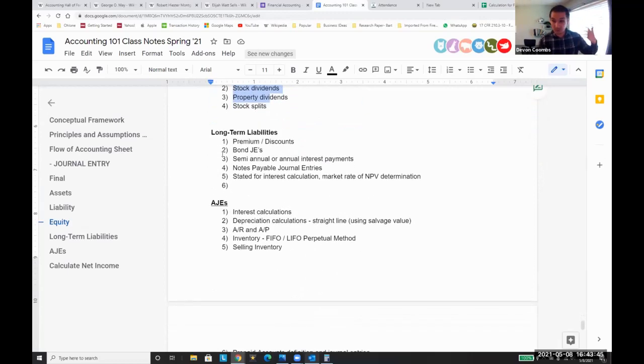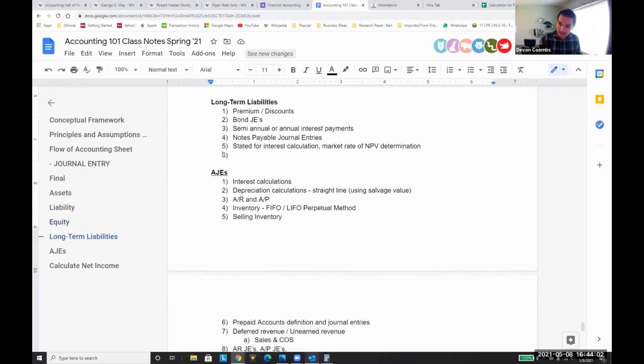Then we're going to be talking about long-term liabilities, right? Everything we did after assets pretty much in this class, right? We tested up to assets, and then we went to liabilities and equity for these last chapters. So long-term liabilities, know about your bonds, what a premium and discount is, how they're calculated, how the interest payments are calculated, and how they're determined for accrual-based accounting.